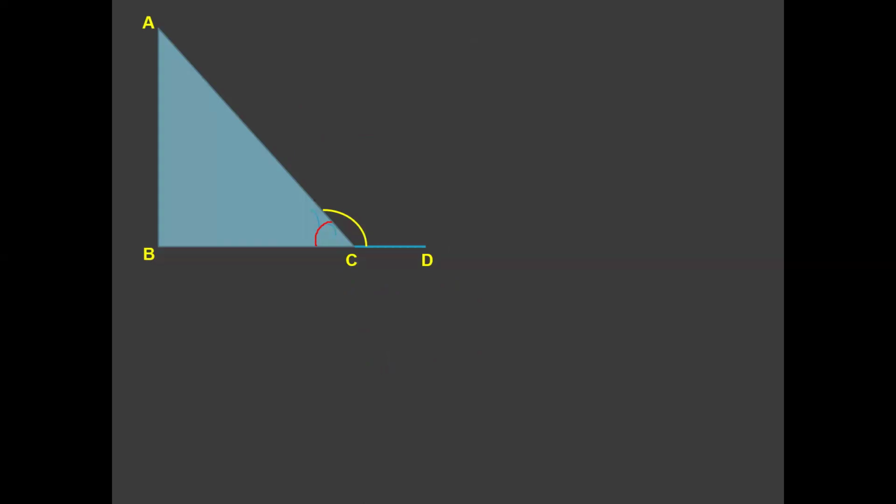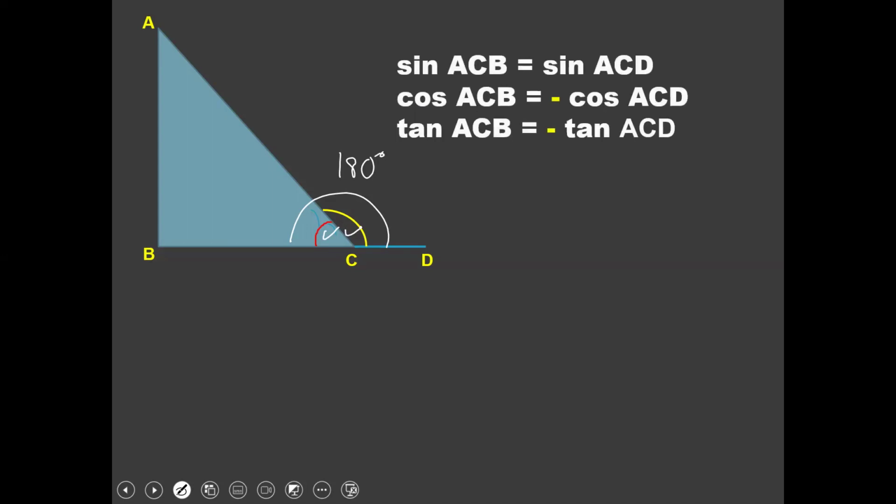Now, in this figure, you have to look at this angle. I show you the angle here. This total angle is 180, so this angle and this angle are supplementary angles. Look at the property: sine ACB is equal to sine ACD. ACB is the interior angle and ACD is the exterior angle.